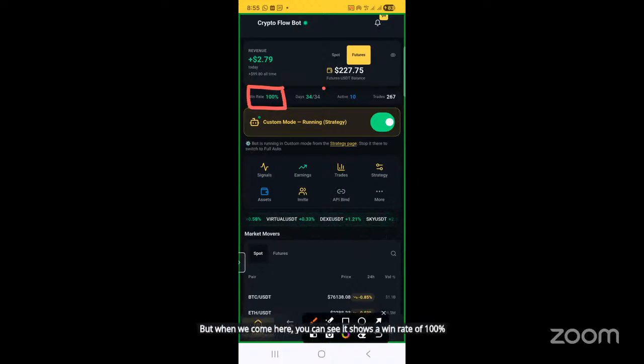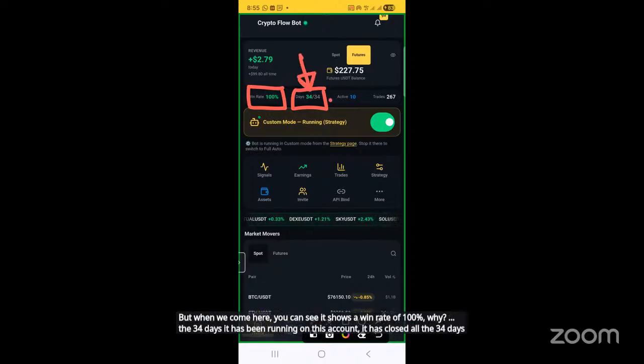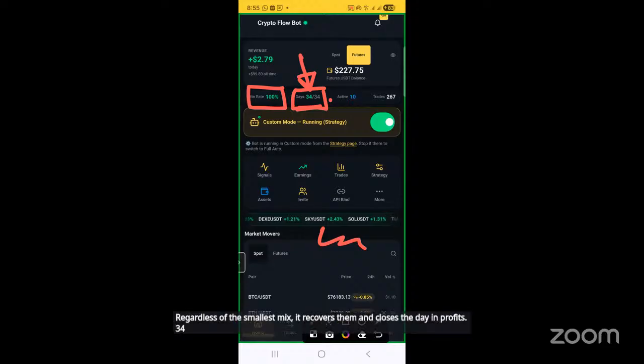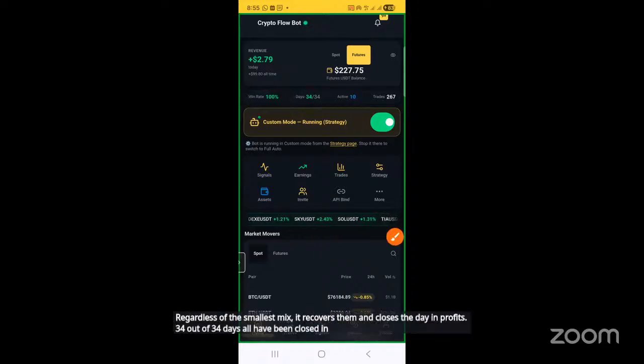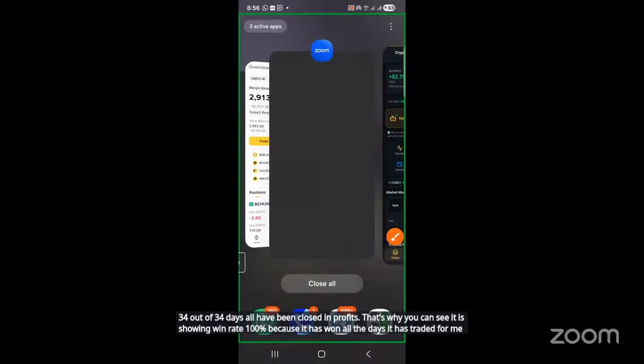Why? Because in the 34 days it has been running on this account, it has closed all the 34 days in profit. Regardless of the small losses it makes, it recovers them and closes the day in profit. So 34 out of 34 days, all have been closed in profit. That's why you can see it is showing a win rate of 100%, because it has won all the days it has traded for me. Who has fully understood?